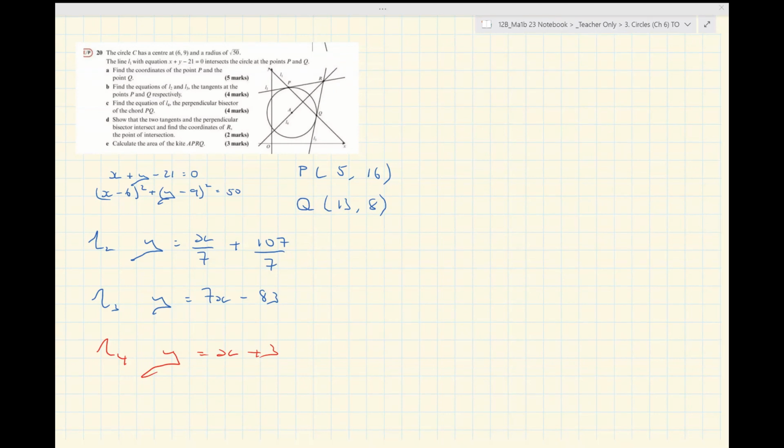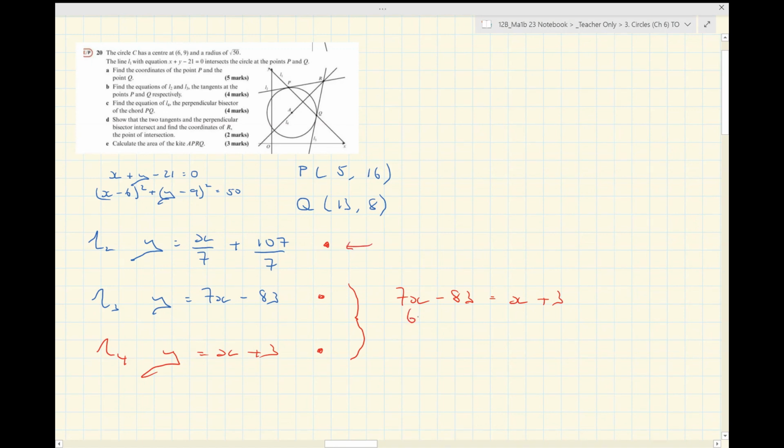Okay, part D. Show that the two tangents, that's L2 and L3, and the perpendicular bisector, that's that equation, intersect, and find the coordinates of R, the point of intersection. So I've got to show that these intersect first of all. Well, let's solve L3 and L4 together and see where these two lines intersect. And once we've done that, let's show that that point is also on the line L2.